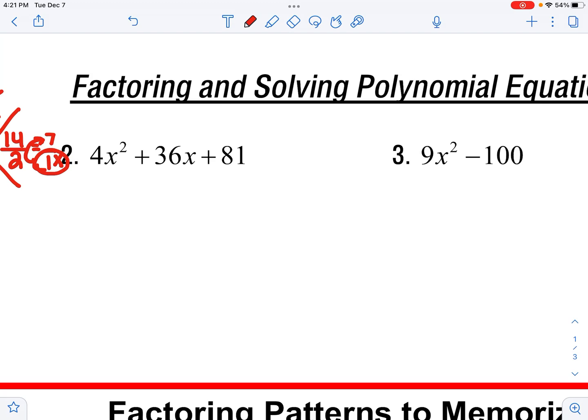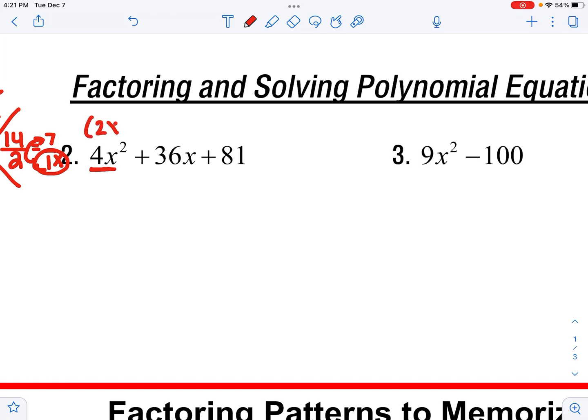All right, let's look at the next one here. If you look at it, there's no GCF. It is three terms again. Now, if I made that X again right here and I had to do 4 times 81, my numbers are getting really big. So you're supposed to recognize this as a special factoring pattern.